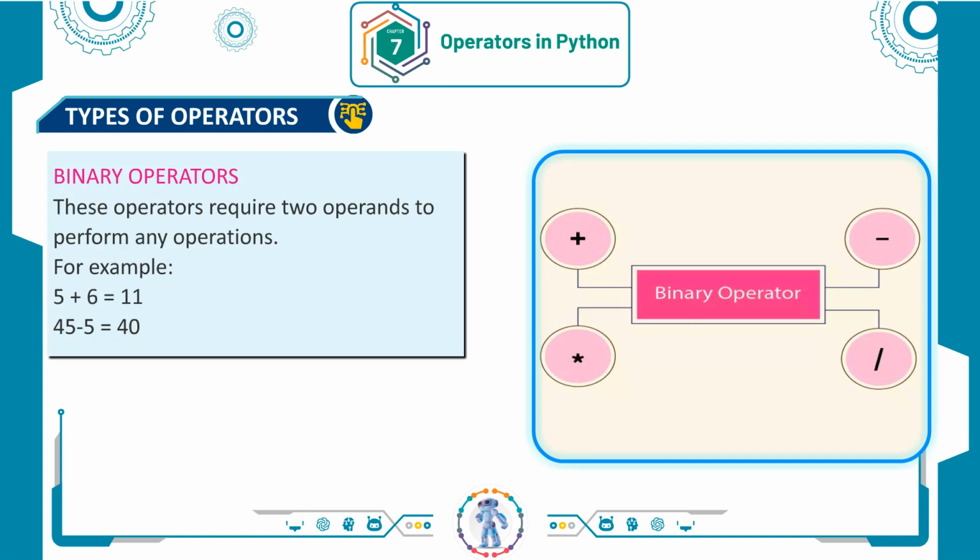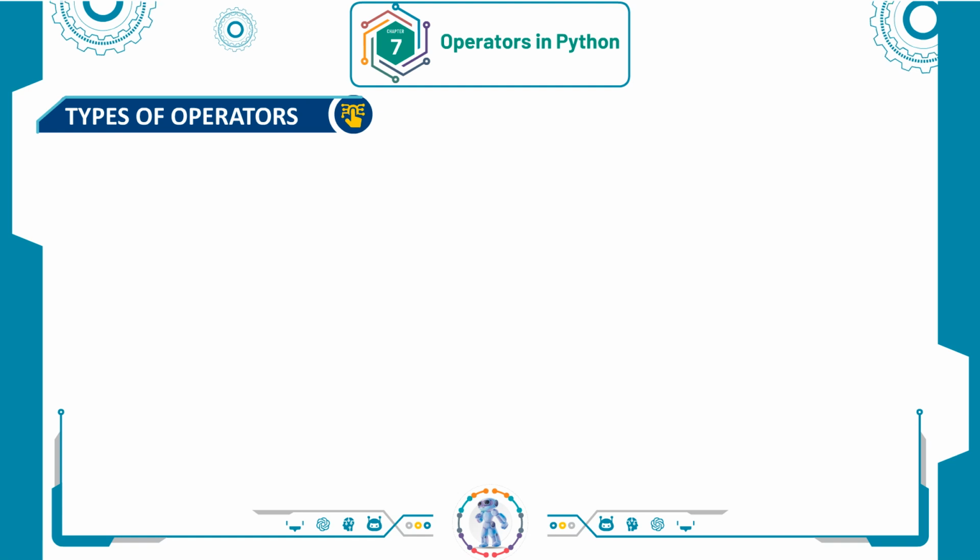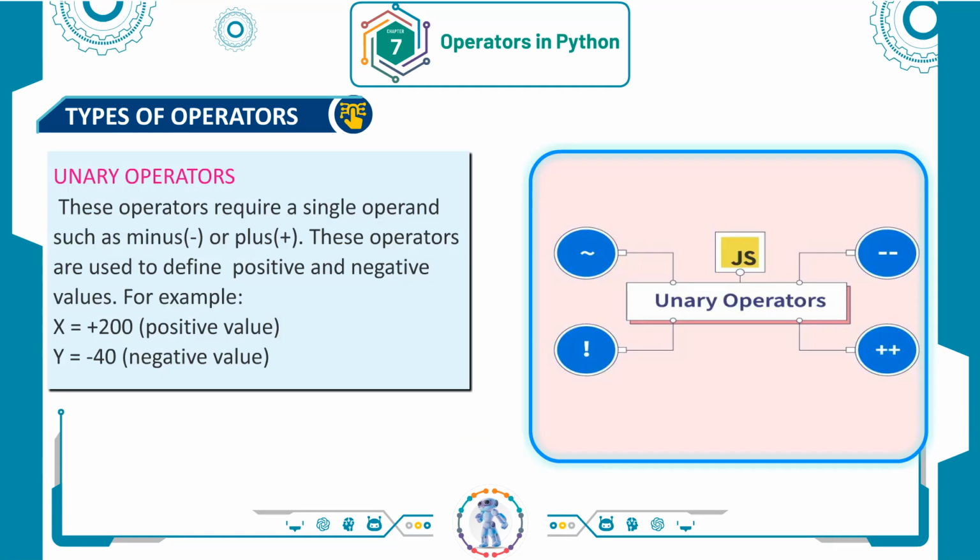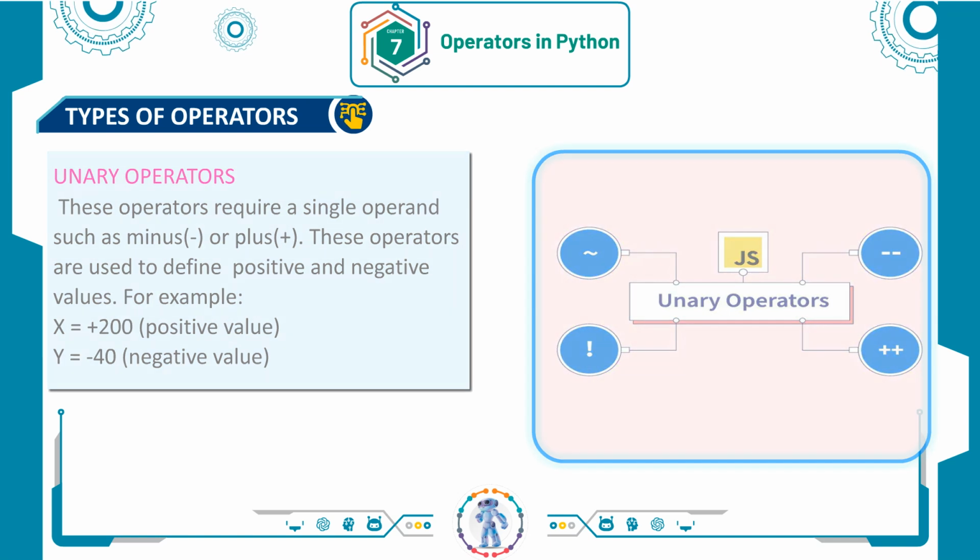Binary operators. These operators require 2 operands to perform any operation. For example, 5 + 6 = 11, 45 - 5 = 40. Program 1. Unary operators. These operators require a single operand, such as minus or plus. These operators are used to define positive and negative values. For example, x = +200 is a positive value, y = -40 is a negative value.